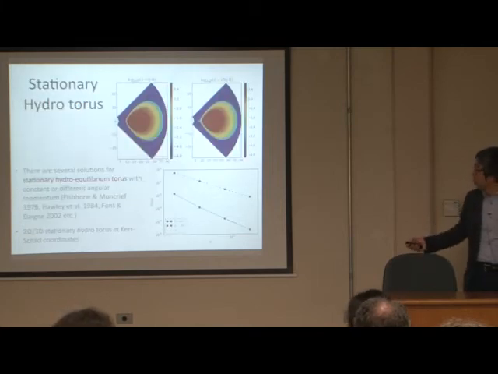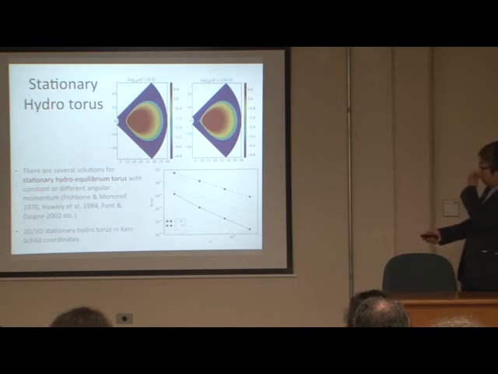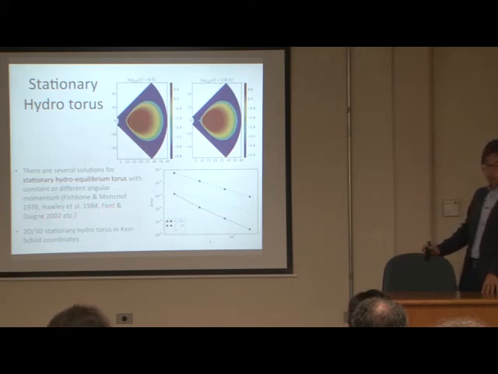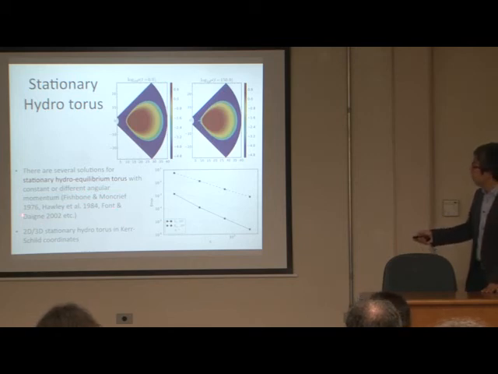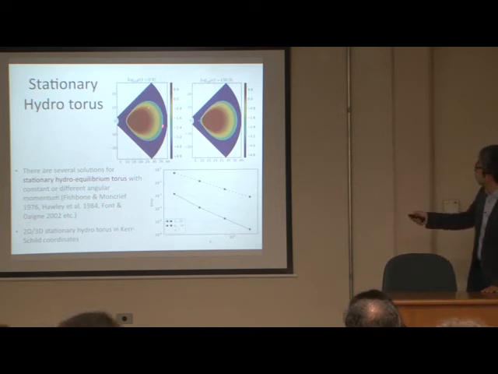So this is the stationary hydrodynamic torus. There are several solutions for the stationary hydrodynamic equilibrium torus with constant or different angular momentum. The famous one is Fishbone-Moncrief in 1976. Hawley also gave a paper in 1984. We are using the Font torus from a 2002 paper because it is a more general way of including the metric component. Fishbone-Moncrief is specified for a parametric case to get the solution, but the Font paper uses a more general way. So this is one of the Font torus solutions.